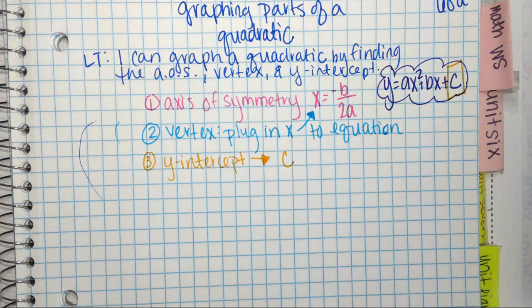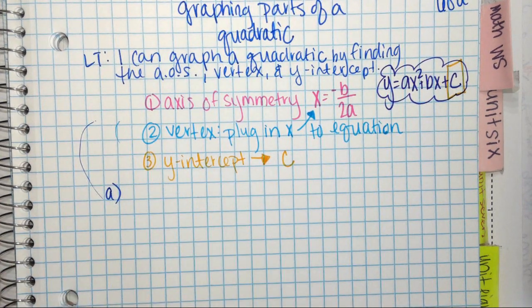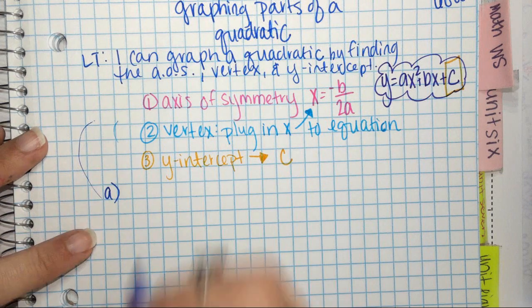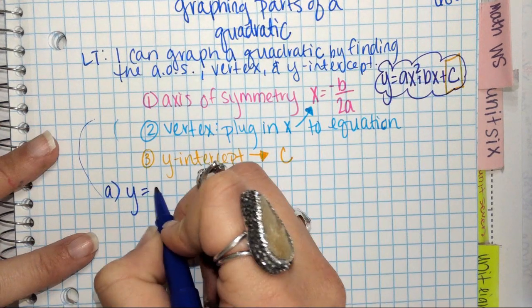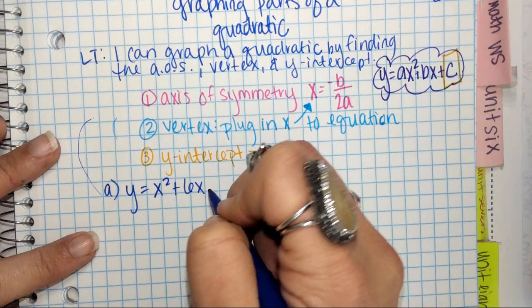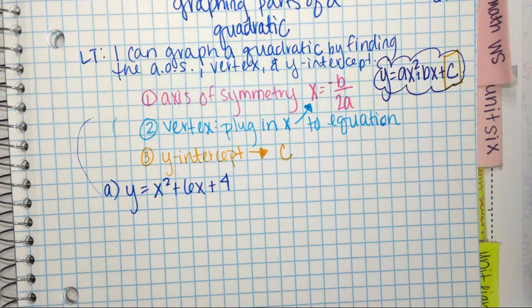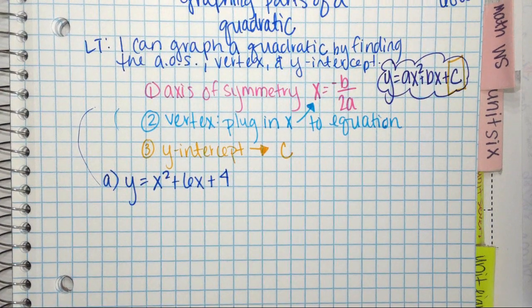Alright, first one that we're going to do. We're going to graph our quadratic by using all of this. And it's y equals x squared plus 6x plus 4. Looks like a normal trinomial. It is, but instead of factoring, we're graphing.